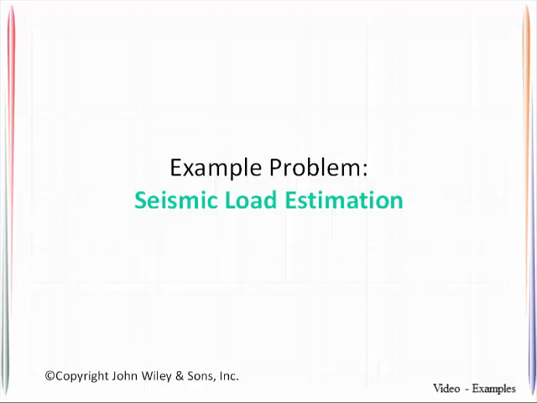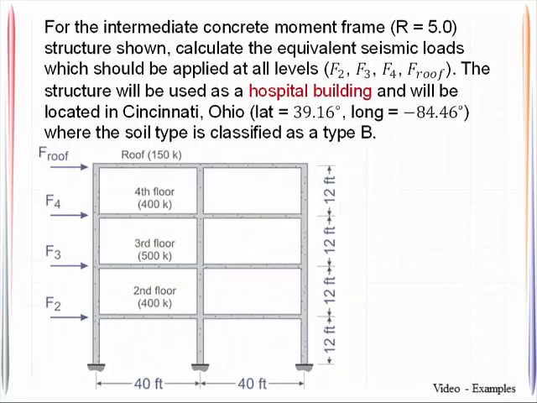Well, hello again. In this example, you will learn how to compute seismic design loads for a building according to ASCE 7. We're going to look specifically at this 4-story building. We're told a couple of pieces of information about it. First off, that it's an intermediate concrete moment frame.